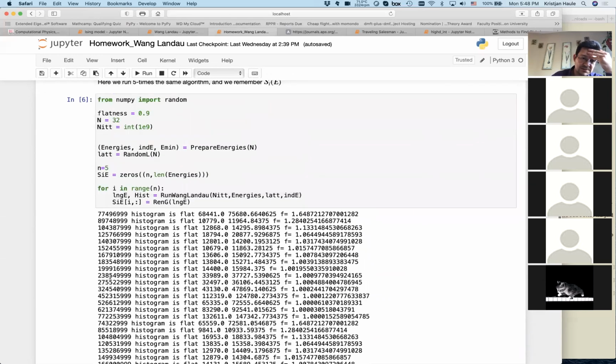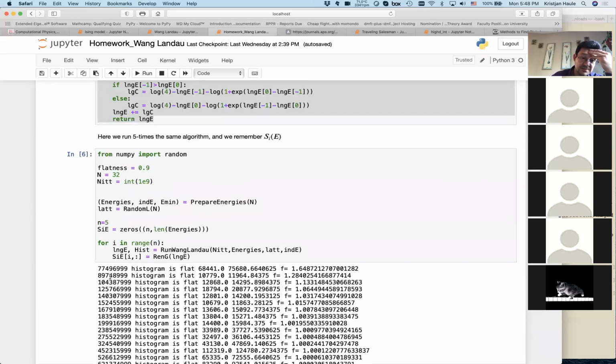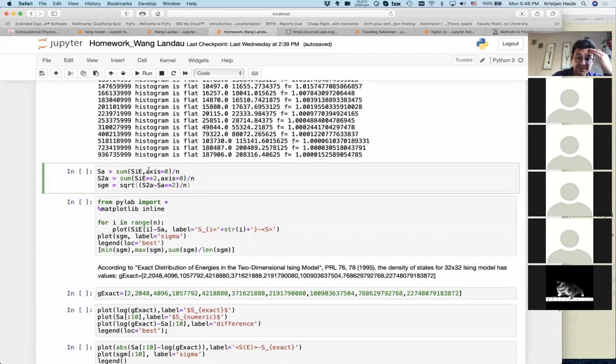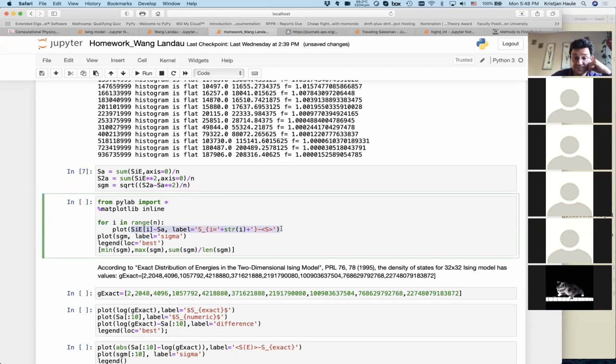So let me see, is this done? Yeah, this is done. Okay, this is done. So we have 5 runs. So let me evaluate this then. Okay, and then I'm plotting. So what we said we should plot. We should plot the logarithm density of states minus the average of the logarithm density of states, isn't it? So which is SI minus average S. And then also plot sigma so that we see that they are of the same order of magnitude. Okay, so not a big deal.